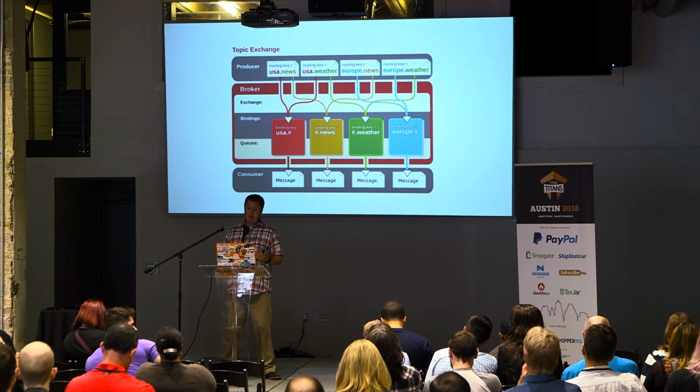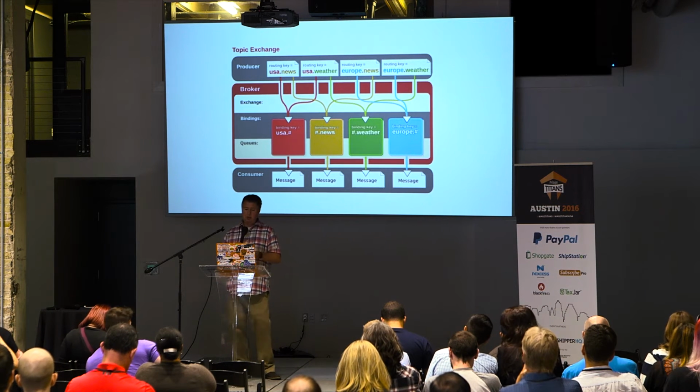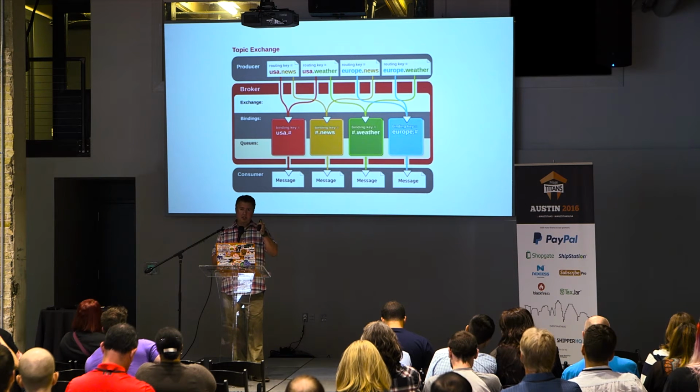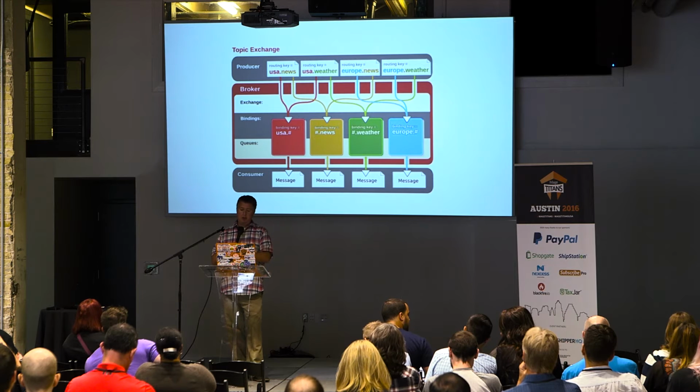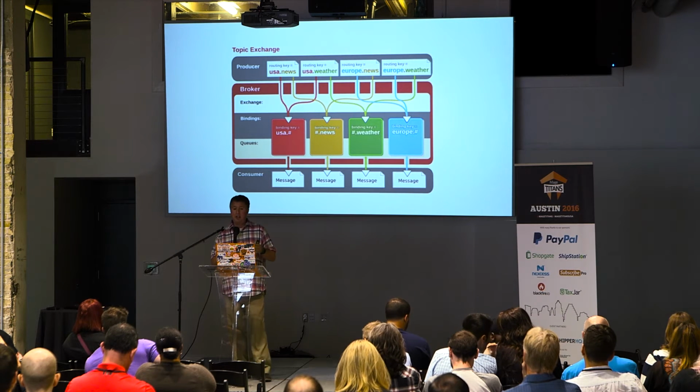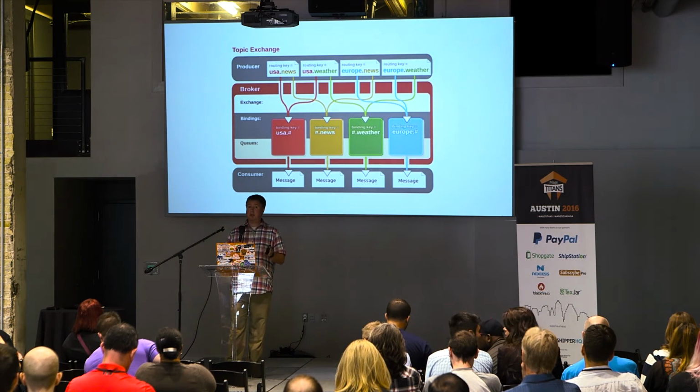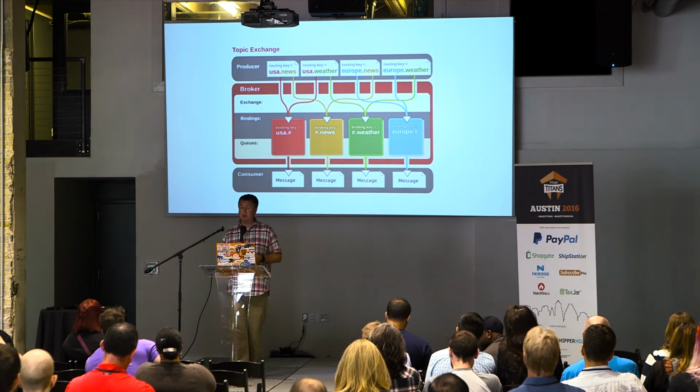Within Rabbit, then, you can have different queues. You could have one that just gets everything for the US. You could have one that's all news, one that's all weather, one that's all Europe. And so you can actually see how messages can be sent to multiple queues. If you want them to be sent to multiple queues, they can be, or to a single queue, and then the consumers just connect to the specific queues that they're interested in.